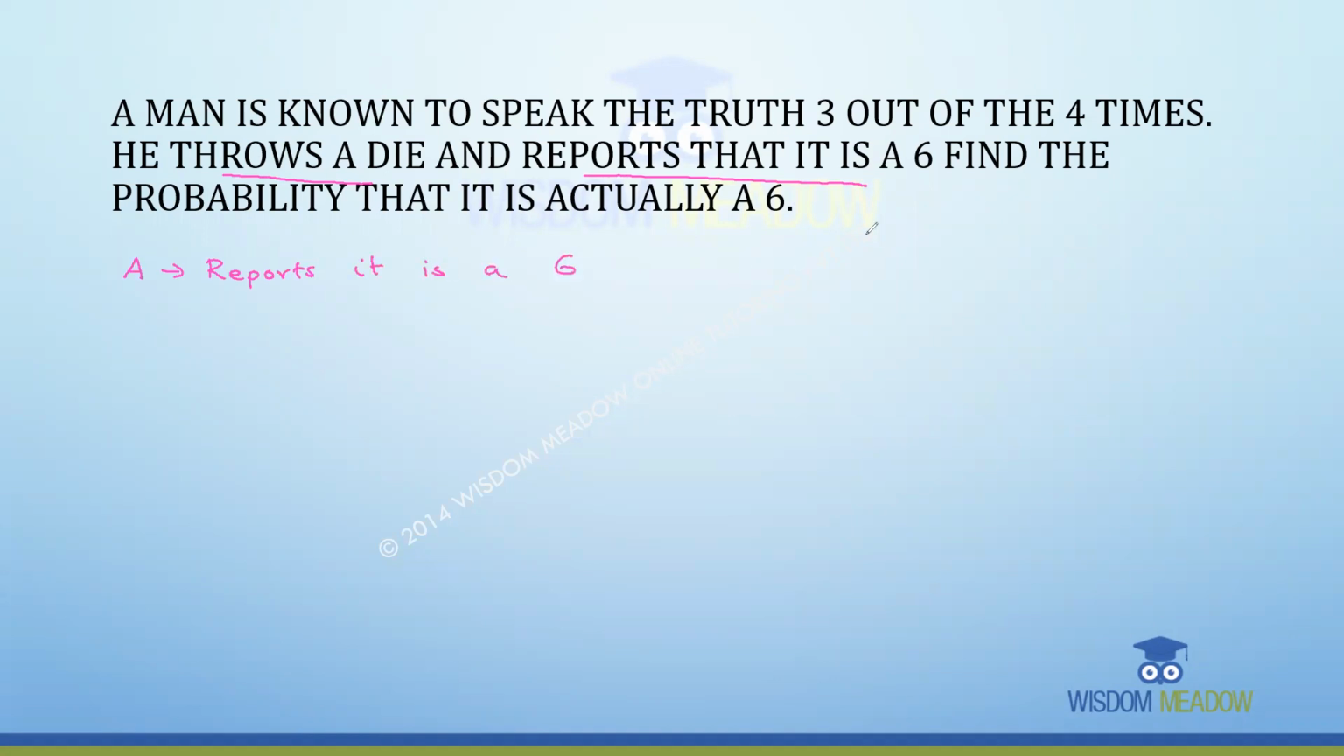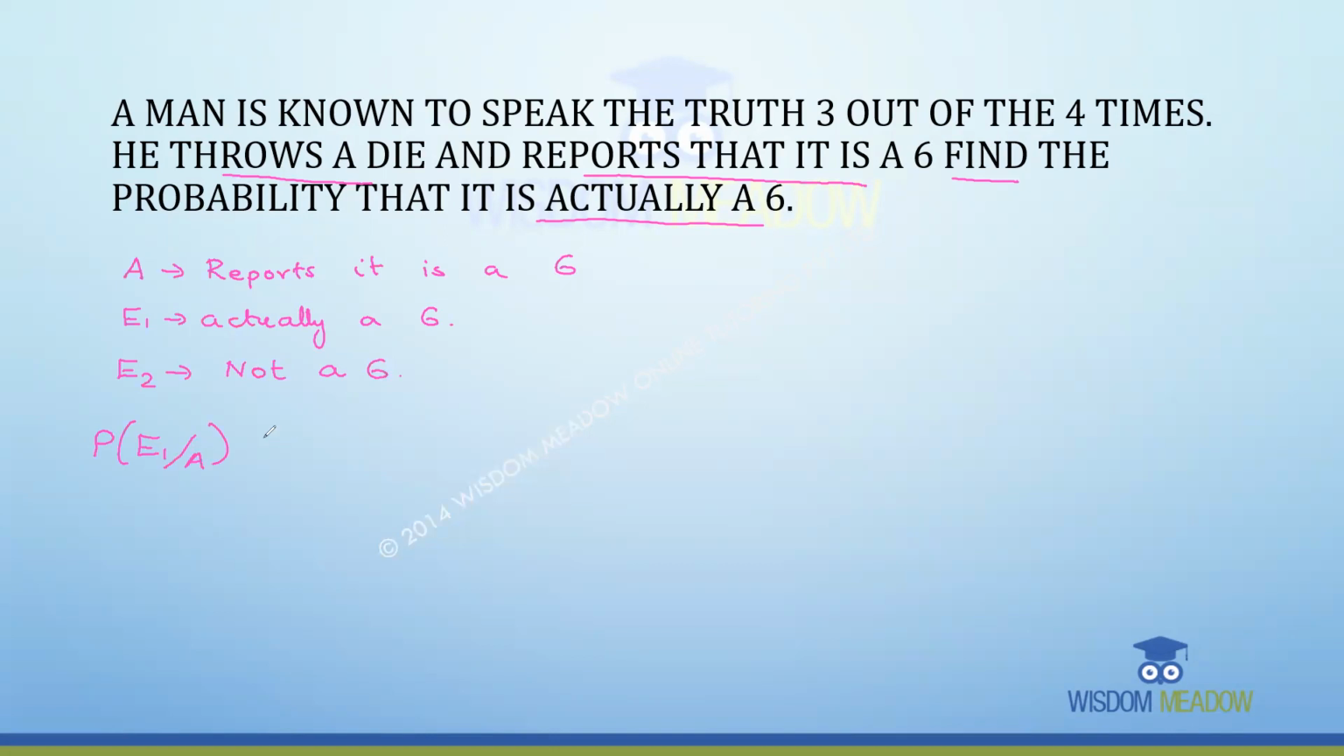Now what has been asked? You're supposed to find the probability that it is actually a 6. So let me take that as E1, actually a 6, and the other case would be not a 6, because I've taken E1 as getting a 6. So otherwise it's going to be not a 6. That's E2. Now it's given that A has happened and you're supposed to find the probability of E1. So E1 given A has occurred.